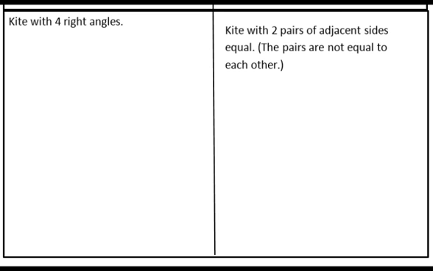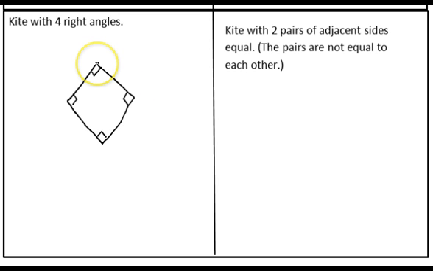The next section says to draw a kite with 4 right angles. So I start off drawing one right angle. Try to make that a right angle. And then I'll continue this one down, making that a right angle. And we'll do the last here. So all 4 angles are right angles.